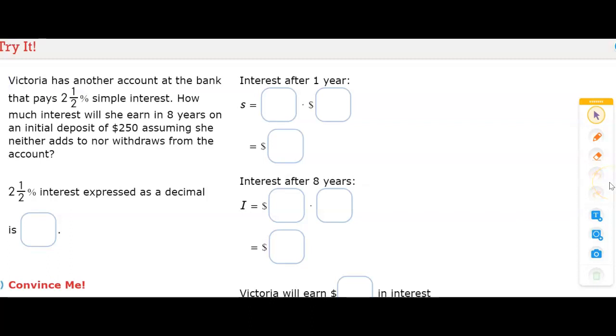Victoria has another account at the bank that pays 2.5% simple interest. How much interest will she earn in 8 years on an initial deposit of $250, assuming she neither adds to nor withdraws from the account?